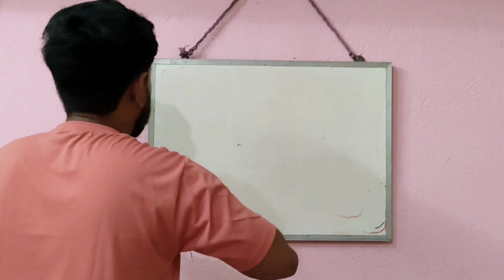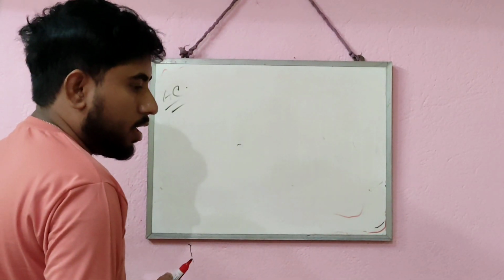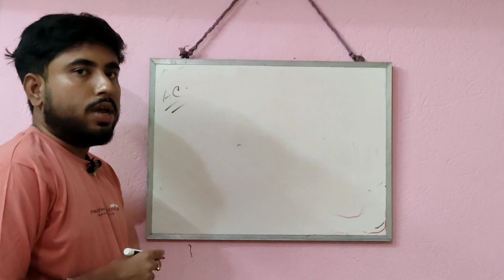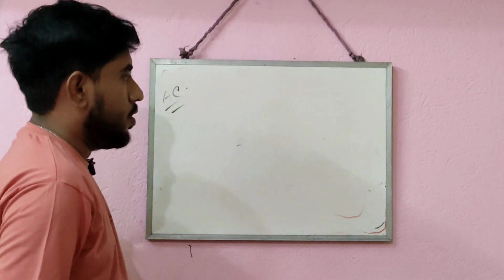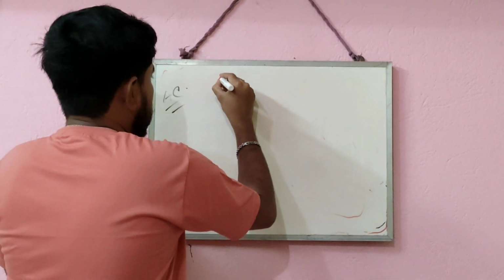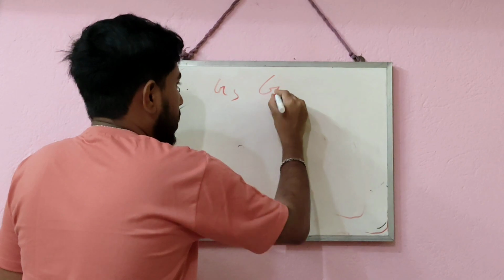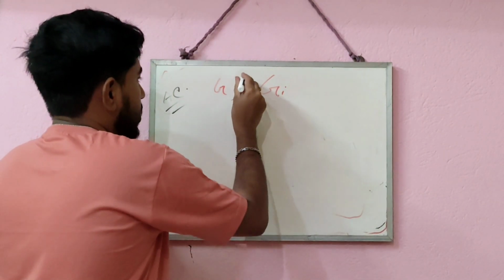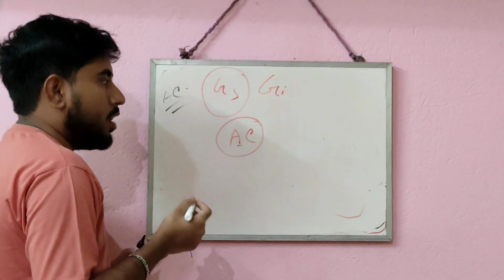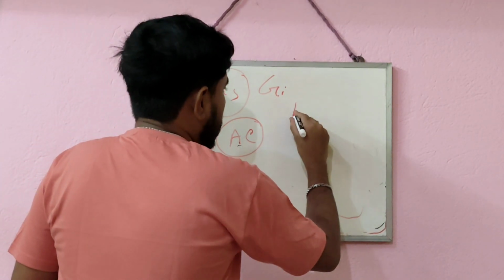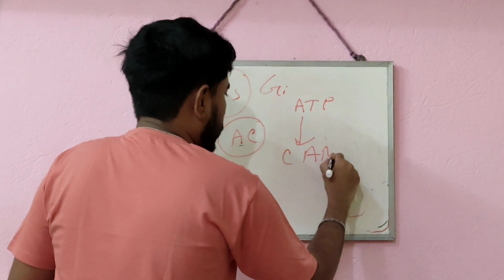So now we are going to discuss the adenyl cyclase pathway. What is the adenyl cyclase pathway? You have to remember that the adenyl cyclase pathway is the activation of the adenyl cyclase enzyme. How is it going to act? It is generally activated by Gs protein and generally inhibited by Gi protein. So what happens when Gs is activated? It will activate the adenyl cyclase protein. When the adenyl cyclase protein is activated, what will it do? It will help in converting ATP into cyclic adenosine monophosphate.